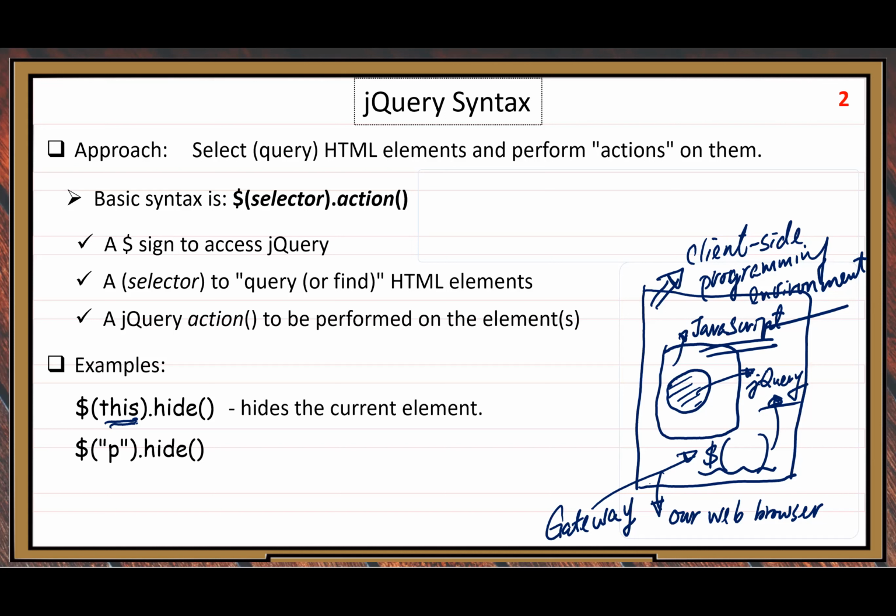Next example, dollar parenthesis, this time double quotes P. Inside the double quotes we put the name of an element, the P element. We know P is a tag name in HTML, the paragraph tag. So here we select all the P elements in the current document, and then you call the hide function, so you hide all of them.